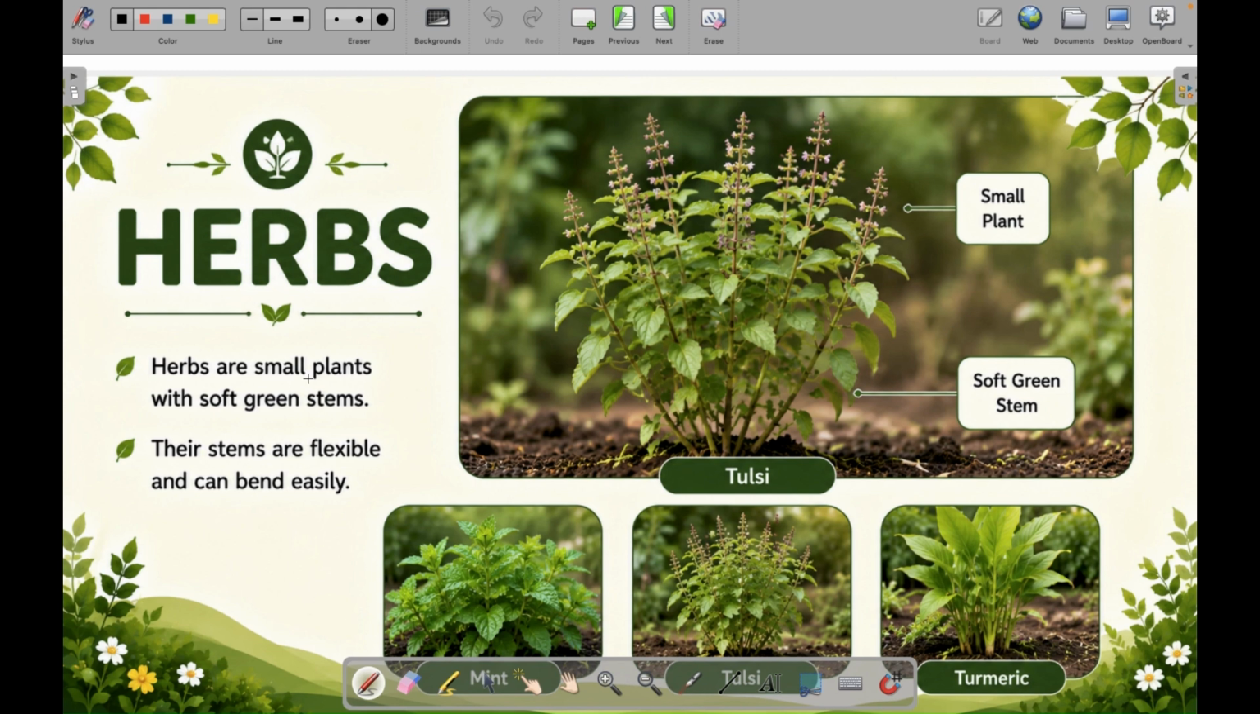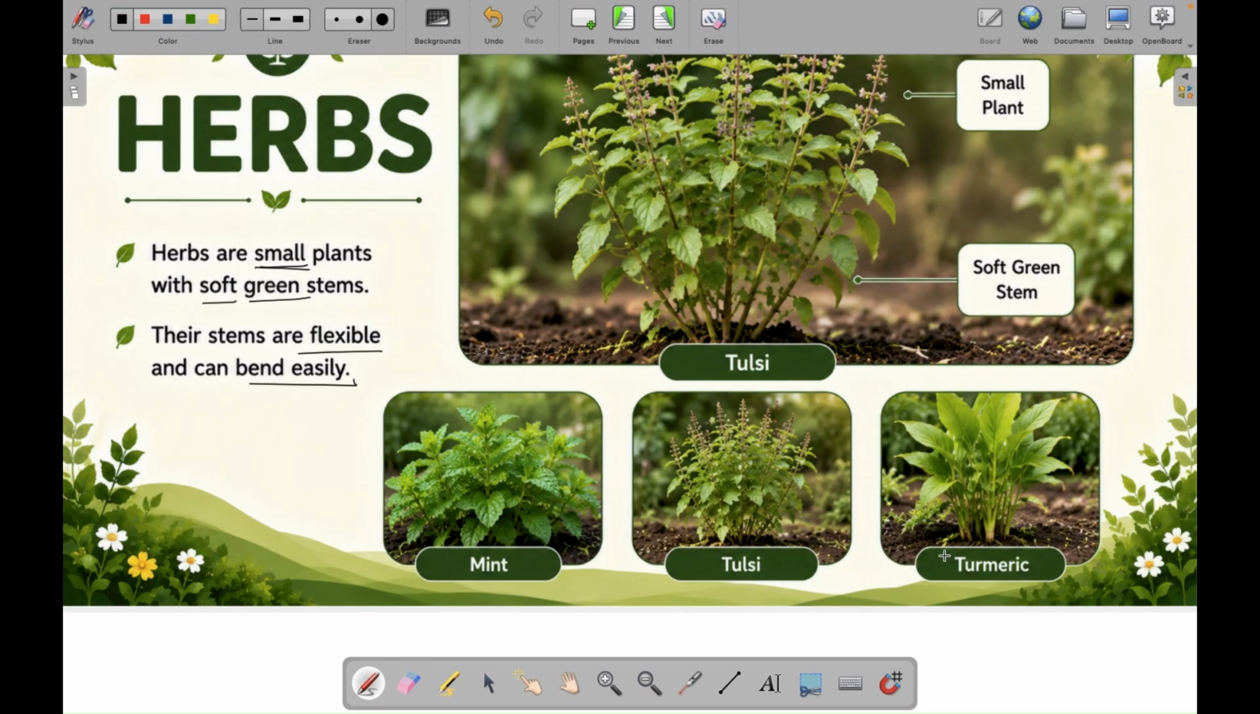So what are the characteristics? They are small, their stems are soft and green, and at the same time they are flexible and can bend easily. What are some examples? Tulsi, mint, and turmeric. These are examples of herbs, and you'll see all of them have the same characteristics. If you look at turmeric, it is a small plant with a soft and green stem, and it is very flexible. It is pretty difficult to break it.